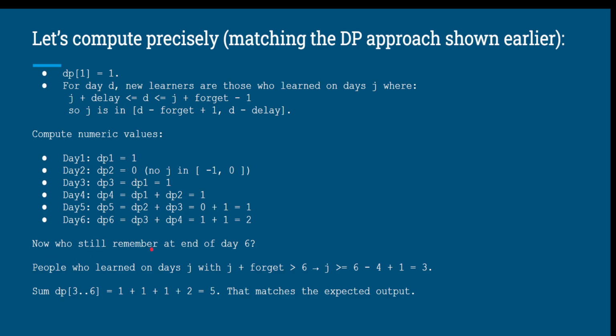Now we still remember at the end of day 6, and we'll say, okay, people who learned on day j, with j plus forget greater than 6, right? So j is 6 minus 4 plus 1, which is equal to 3. Okay, so let's do the sum. The sum is dp from 3 to 6, right? And if we do all the sum, we see the total is 5. So that matches our exact output.